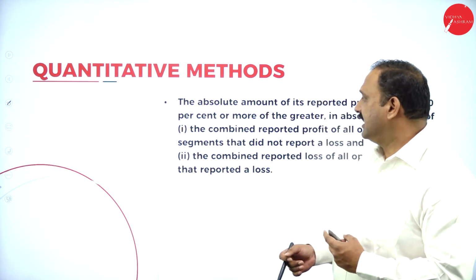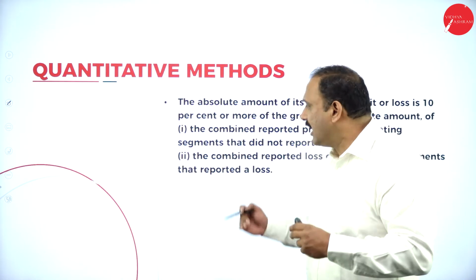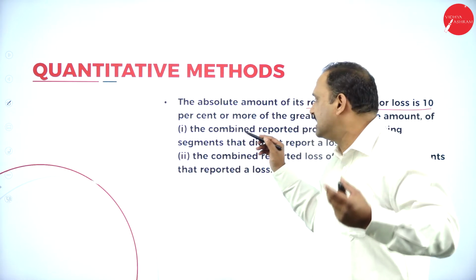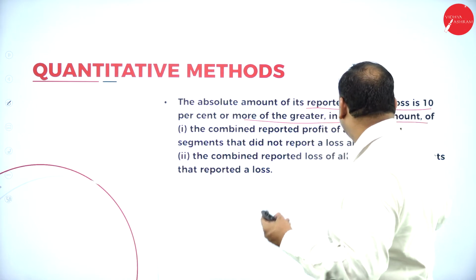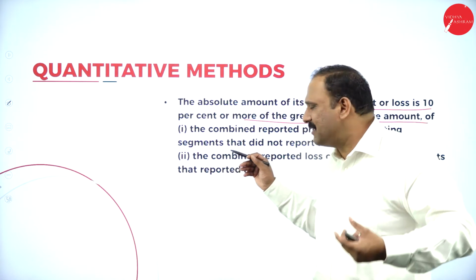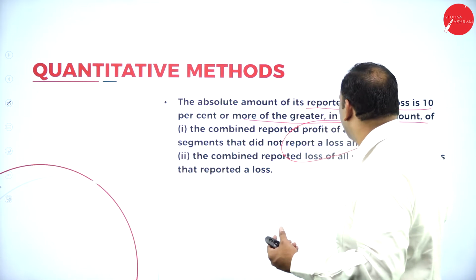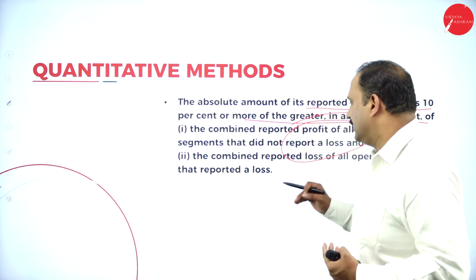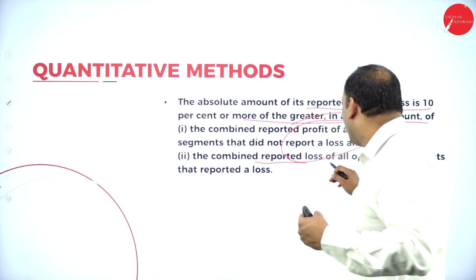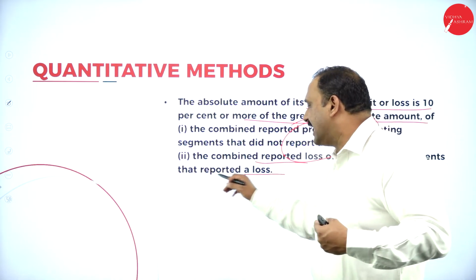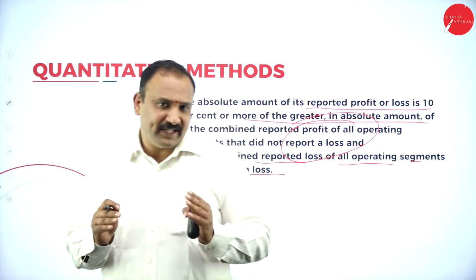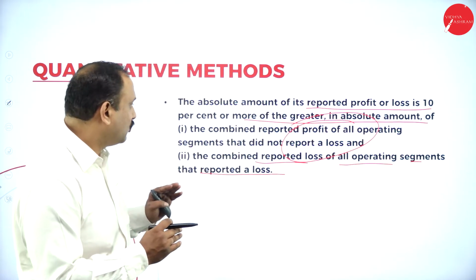The next one is that the absolute amount of its reported profit or loss is 10% or more of the greater, in absolute amount, of the combined reported profit of all operating segments that did not report a loss, and the combined reported loss of operating segments that reported a loss. Why? Because when we look into the operating segment, we will try to understand two factors.